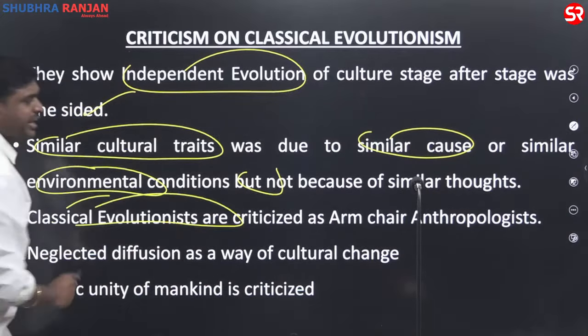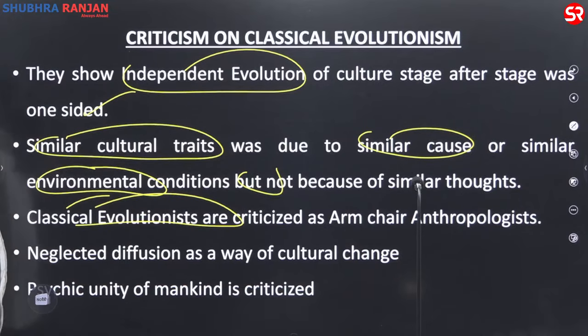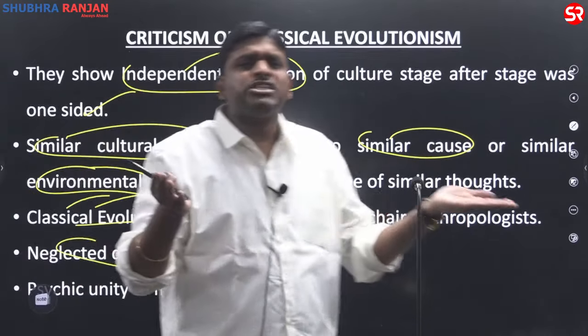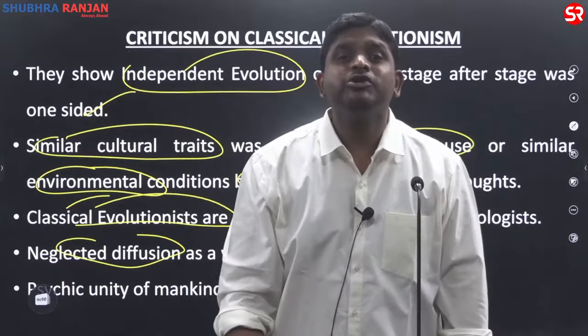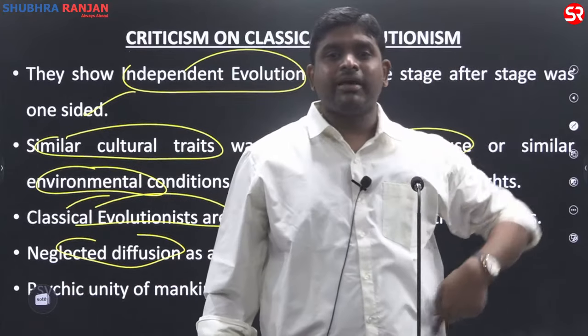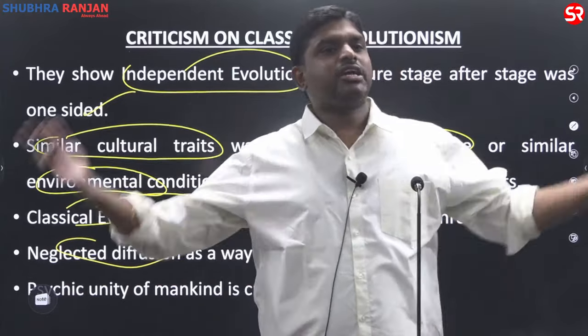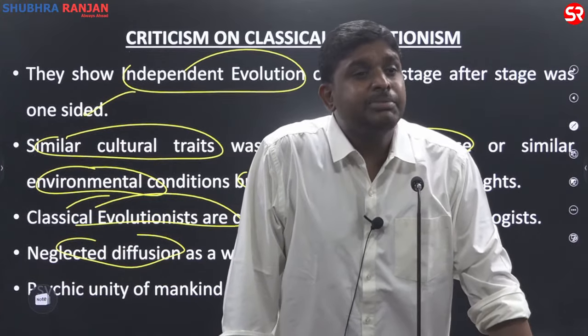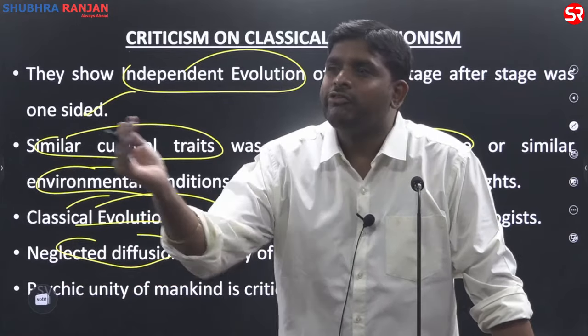Classical evolutionists are criticized as amateur anthropologists. Henry Morgan attempted but neglected others like diffusion. Culture will not only evolve because of the same thought, sometimes we copy also, which is diffusion. I am speaking in English, you are understanding in English. English is not yours, English is not mine. Our languages are different. Our mother tongues are different. Then why are we speaking in English? English became part of culture today. It is because of diffusion.